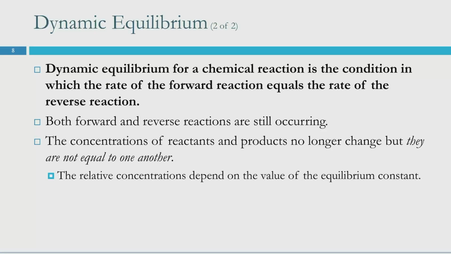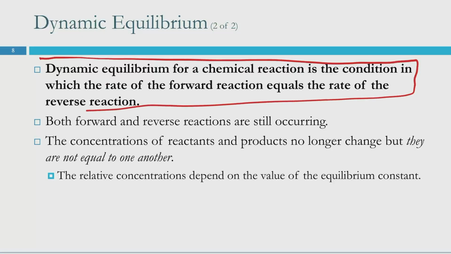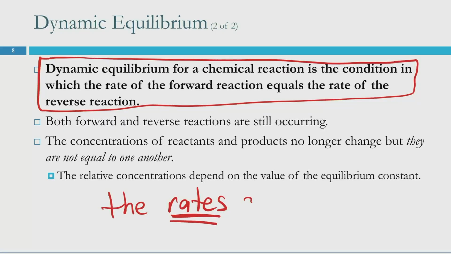And here's our definition, bolded. And I'm going to box it in too. Dynamic equilibrium is the condition when the forward and reverse rates are equal. Again, the important thing is that the rates are equal.